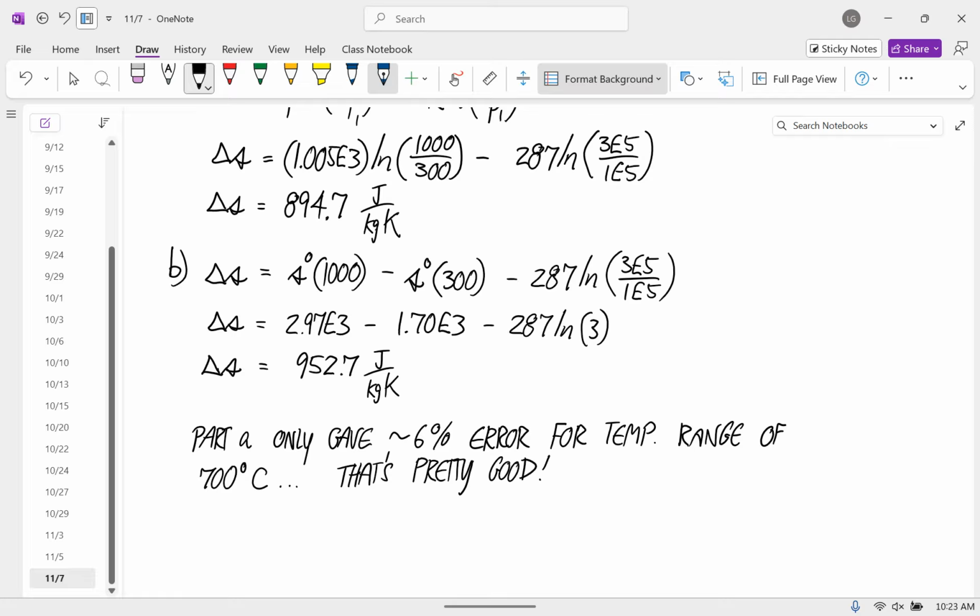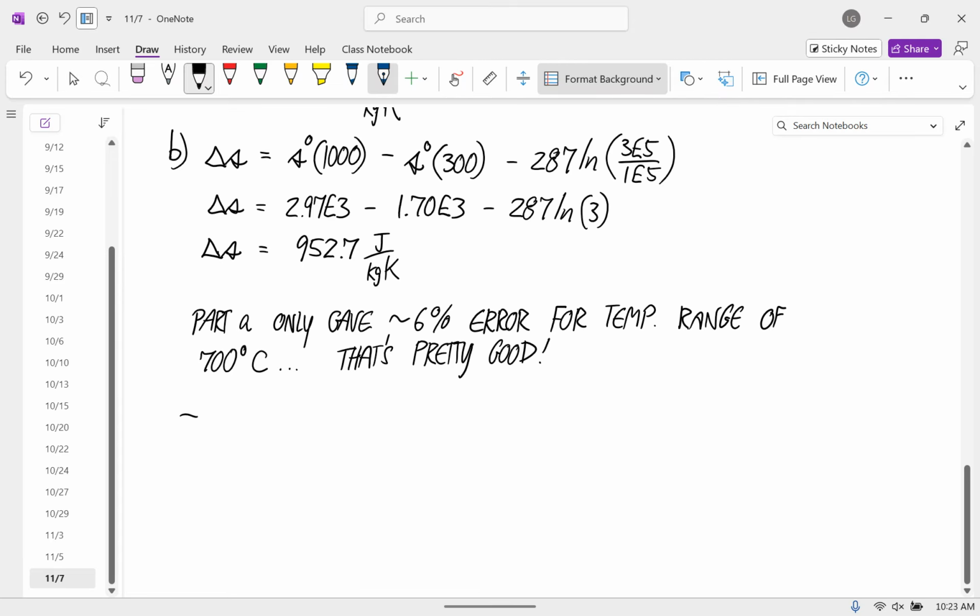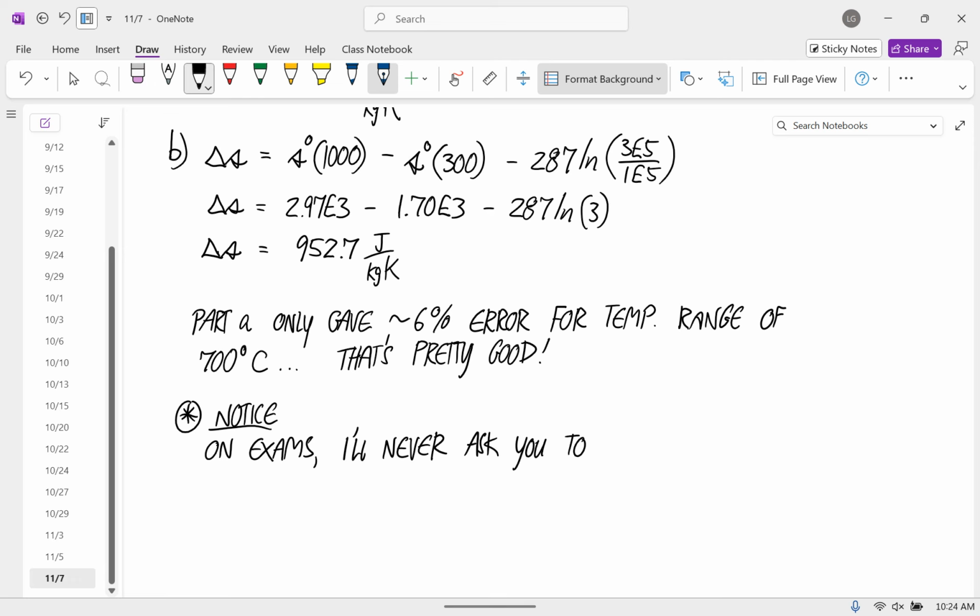On tests, I'm never going to ask you to look up those S super zero values. I'm only going to ask you to do that log calculation. On exams, I'll never ask you to go the S super zero route. But it's important to know it's there, and I think there might be a problem or two on the homework that you have to do that.